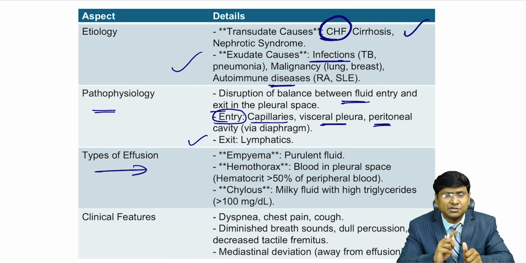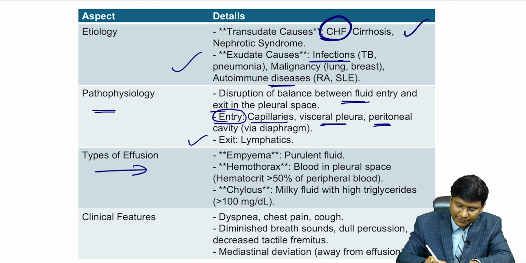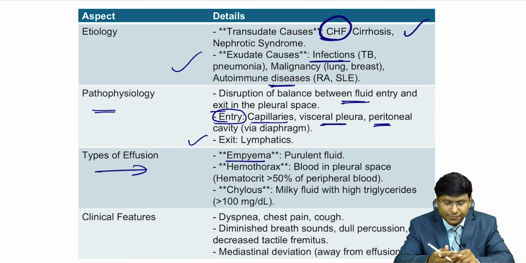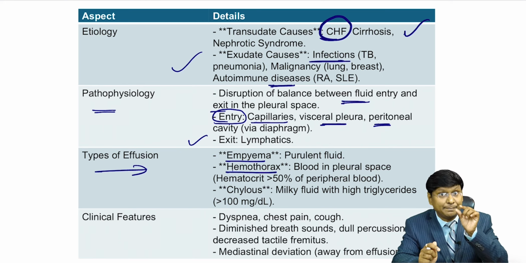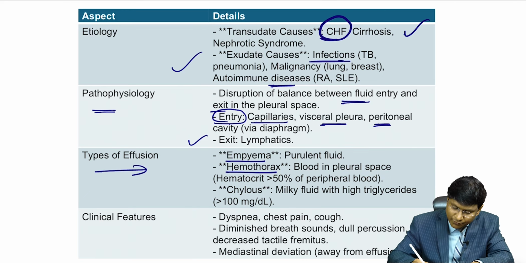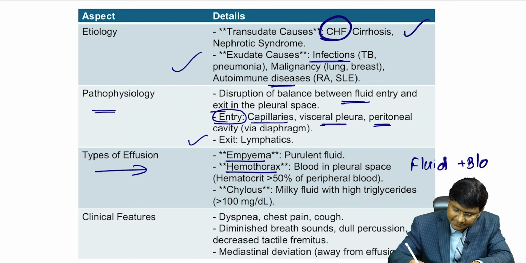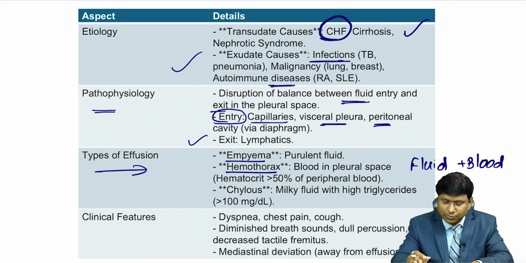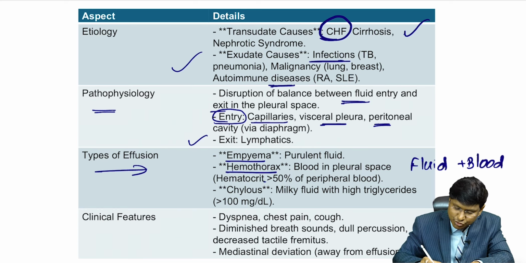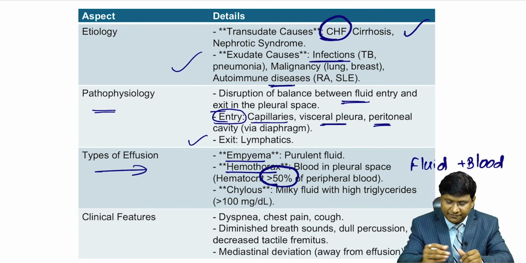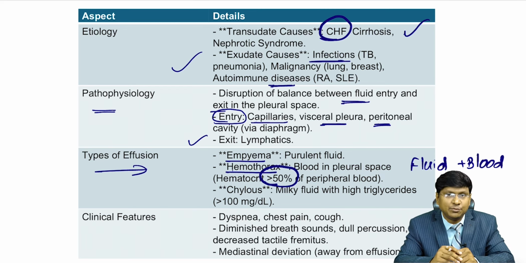If there is excessive accumulation of pus within the pleural space, we call it empyema, the purulent fluid. And now if, along with fluid, there is also blood, we consider it as hemothorax, that is blood in the pleural space. And to consider it as hemothorax, what is the important criteria? Hematocrit should be more than 50% of the peripheral blood. That is what is called hemothorax.